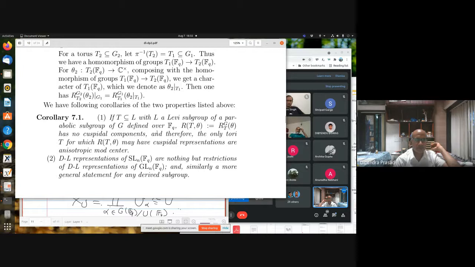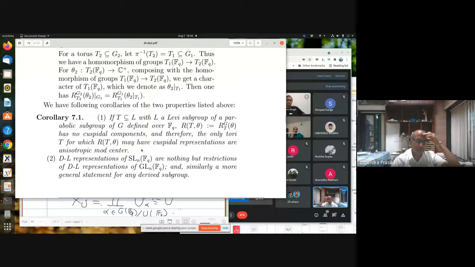Okay, so the corollary of that: transitivity of induction implies that R_T^theta, also denoted like this, has no cuspidal component if the torus is contained inside a Levi subgroup of a parabolic defined over F_q. And therefore, the only tori T for which R_T^theta may have a cuspidal representation are anisotropic.